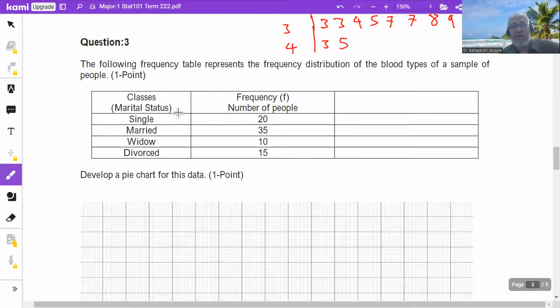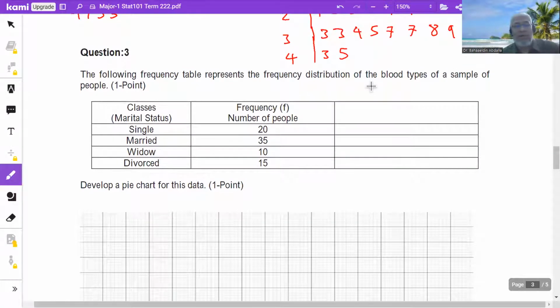The following frequency table represents the frequency distribution of the blood type of a sample of people. Okay. Develop a pie chart for this data. Well, to draw a pie chart, I can find the angles or the percentage. Either would be enough. But I need to find first, this is the frequency, I need to find the relative frequency. So the relative frequency is the frequency over the total. I need to add these numbers. So 30, 65, and so the total is 80.